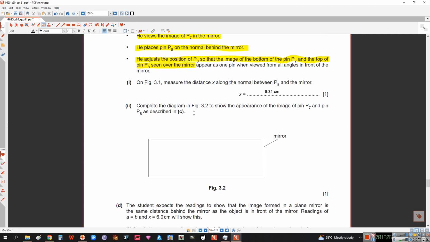Okay, complete the diagram to show the appearance of P7 and P8 as described. Let's say what you need to do is how it is going to appear. So let's say if this is P7, and we are now going to use different colors, let's say black and blue. So I will use this.